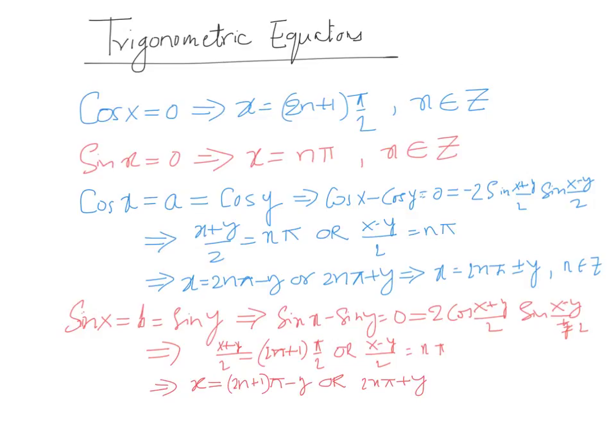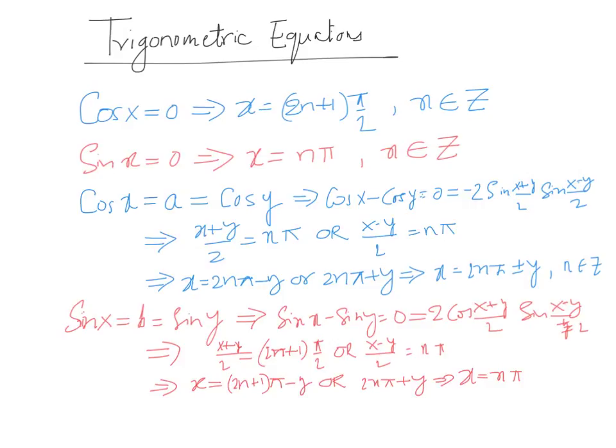So we can combine that by saying that x equals n pi, where n is any integer. It could be odd or even integer. But we see that when n is an odd integer, the coefficient of y is minus, whereas when n is an even integer, the coefficient of y is positive.